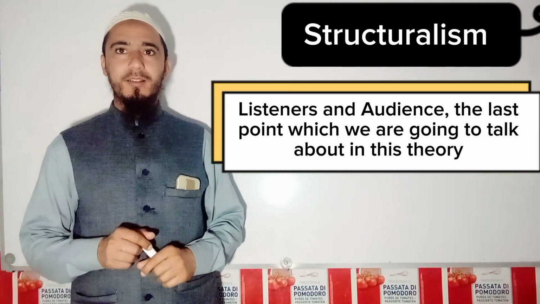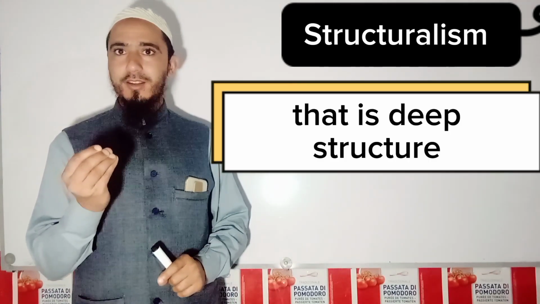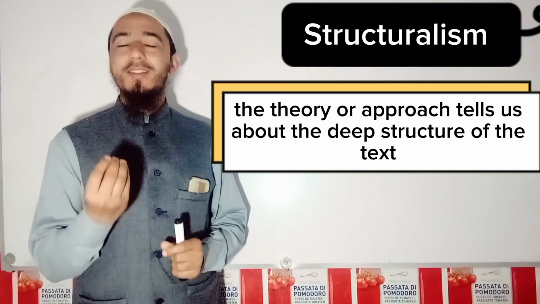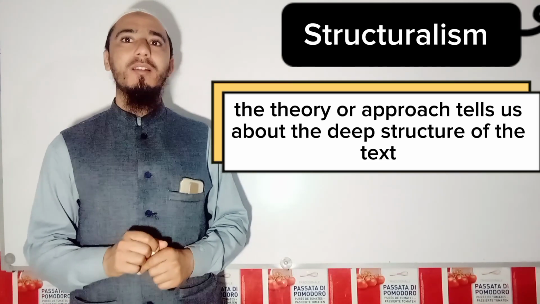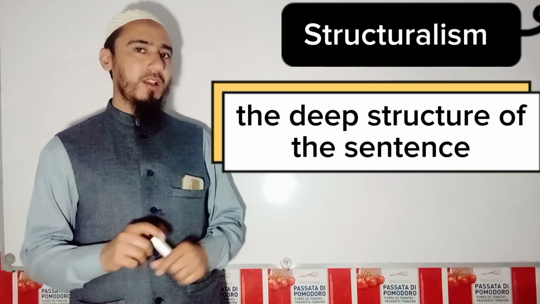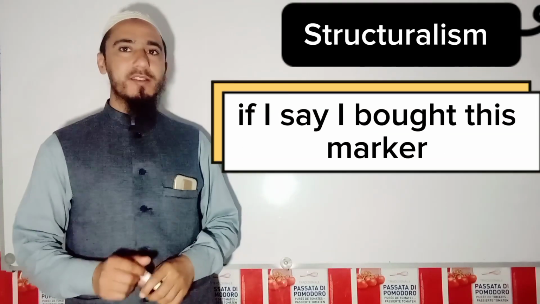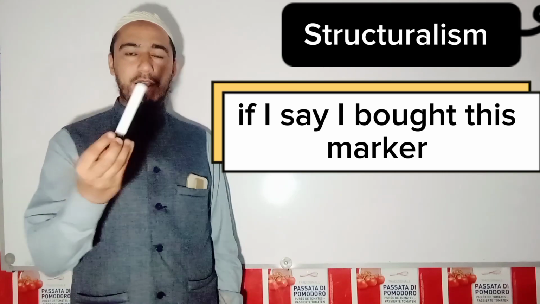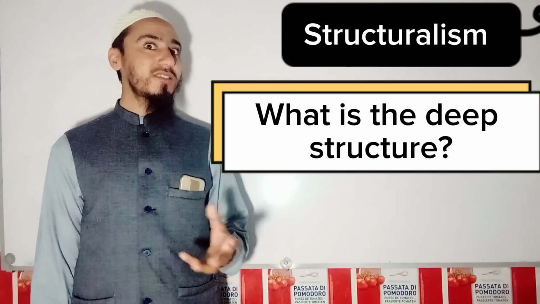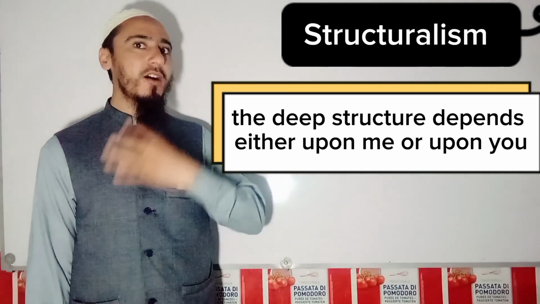Listeners and audience, the last point which we are going to talk about in this theory is deep structure. The theory and approach tells us about the deep structure of the text, the deep structure of the sentence. What is the deep structure of the sentence? For example, if I say that I bought this marker, this is the surface structure. What is the deep structure? The deep structure depends either upon me or upon you.